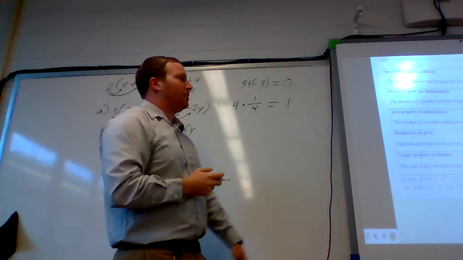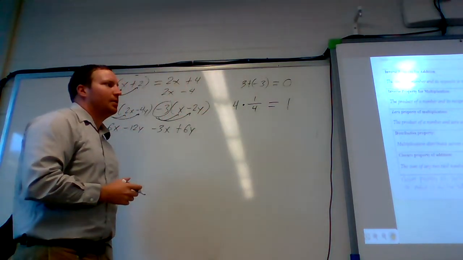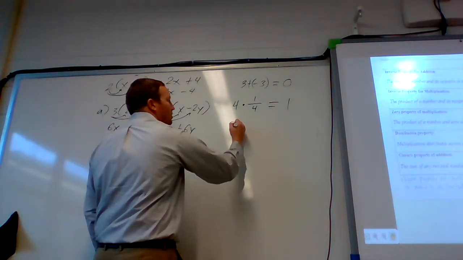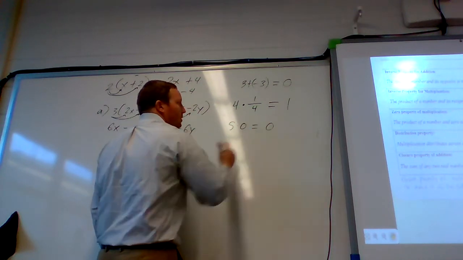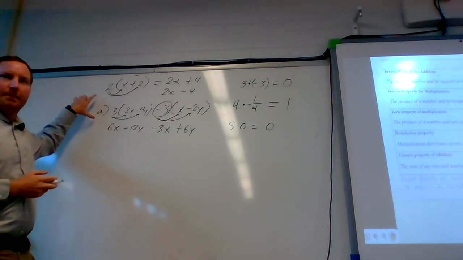Our next property is the zero property of multiplication. The product of a number and 0 equals 0. So we have 5 times 0, we get 0. The distributive property we just did.